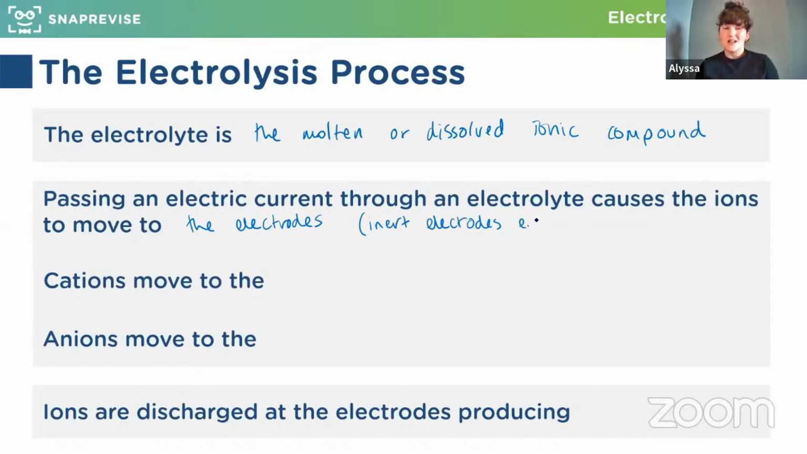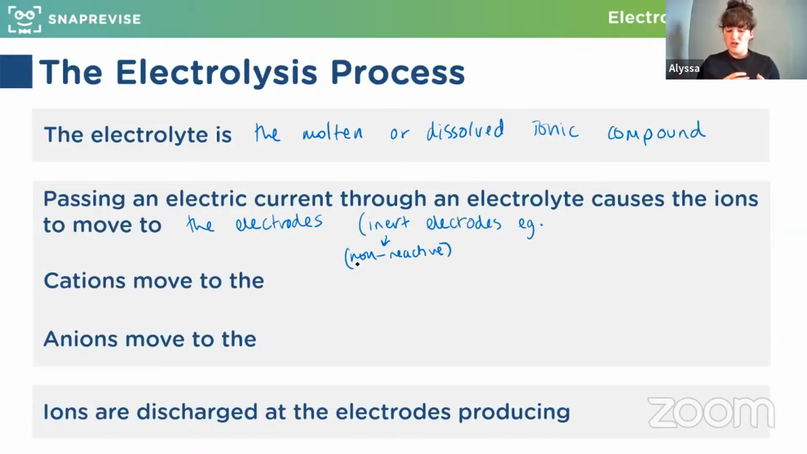Do you know an example of an inert electrode? And are we happy with what this word inert means? What does inert mean? Does anybody know? And can you give me an example of an inert electrode? What substance do we use for our electrodes that is inert? Good. Inert means non-reactive or not reactive. Fantastic. So something that doesn't react.